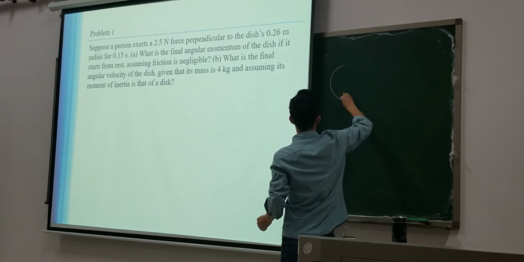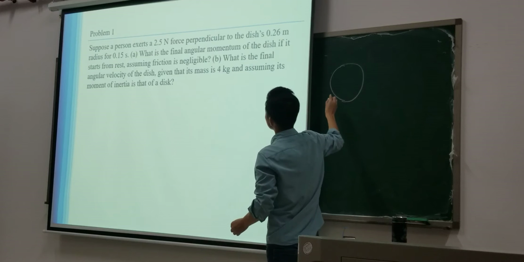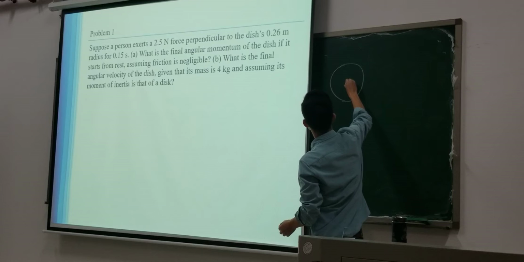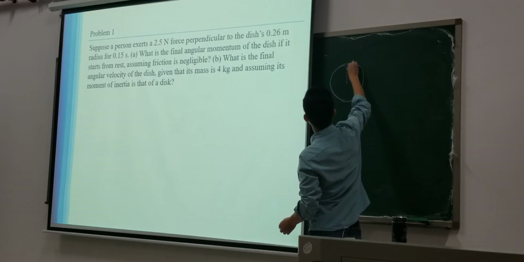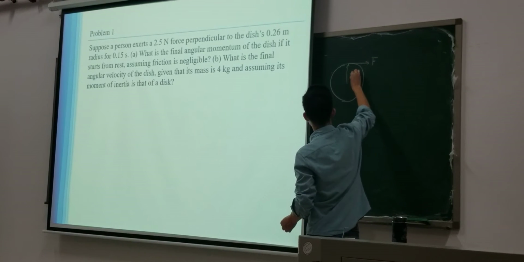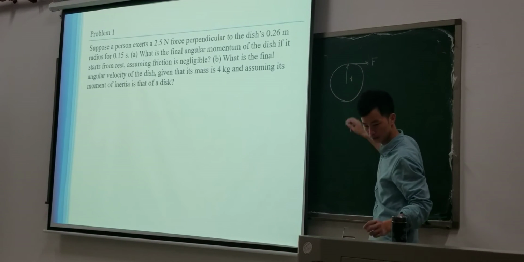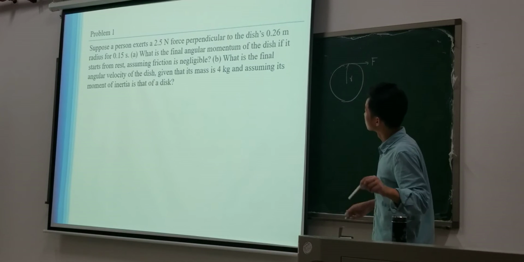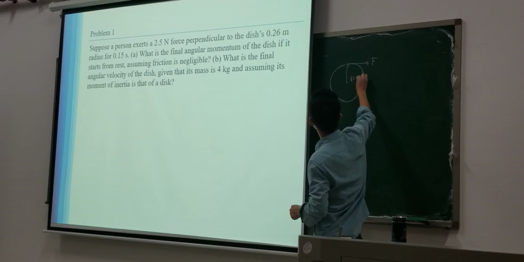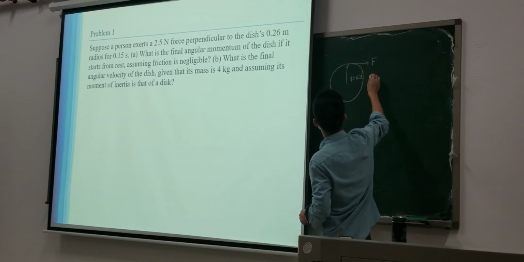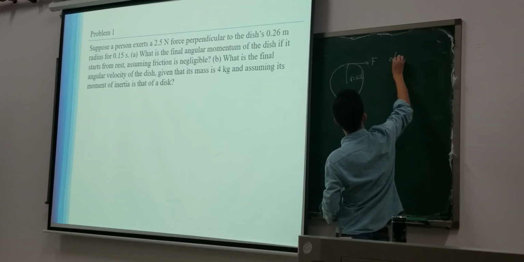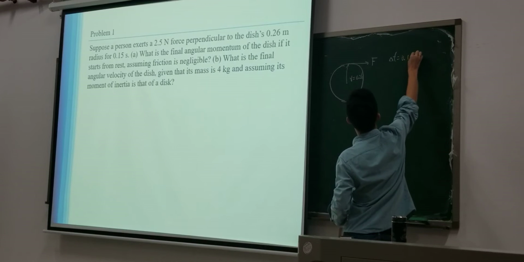There is a dish, and a person applies a force perpendicular to the radius. This is the radius, and the force is perpendicular to the radius. The force is F. This is R. R is equal to 0.26 meter, and the time delta T is equal to 0.15 second.